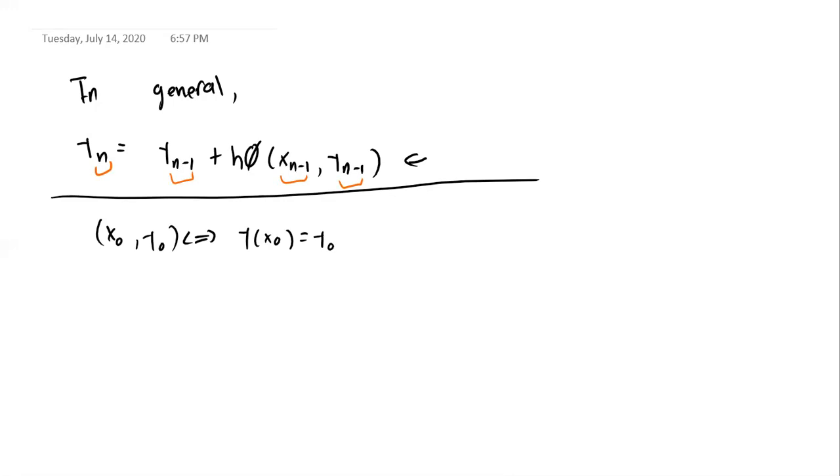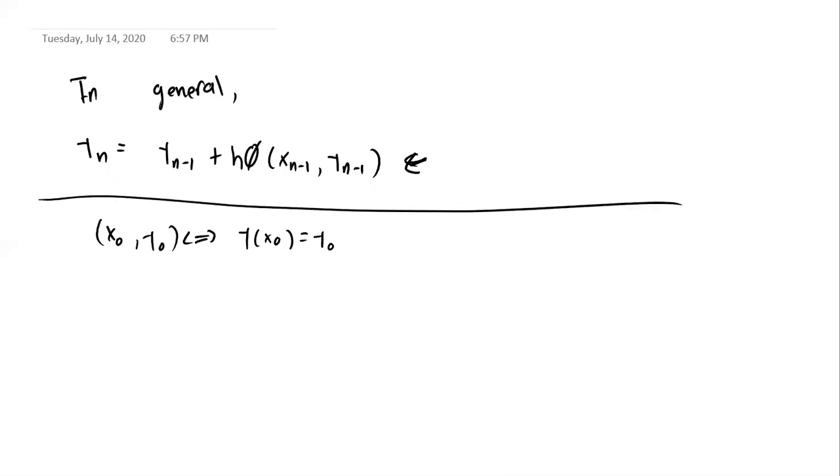As long as you have this initial point, and you know that this formula is what's following, so each y sub n is given by this formula. Well, you can just plug that into a computer, and it'll do all the computation for you.